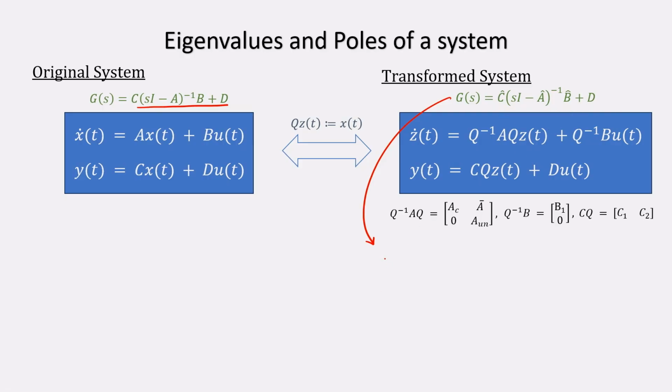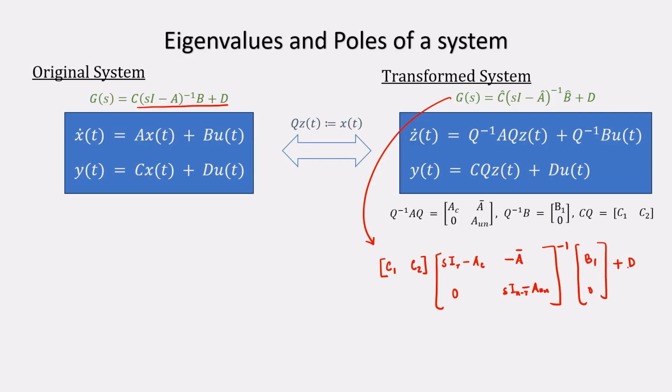So, if I have to find out the transfer function, what is C hat here? C hat is C1, C2. What is sI minus A hat? So, sI minus A hat is sI_R minus A_C, minus A bar, 0, sI_n minus R, A_un. This is (sI minus A) inverse, and then B hat is B1, 0, plus D. And what will this come out to be?